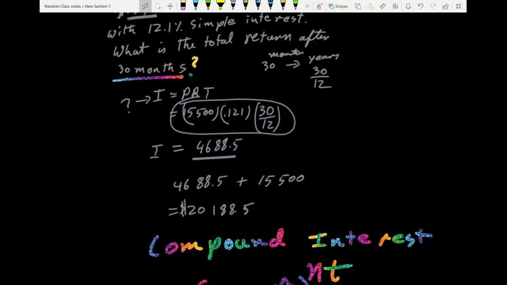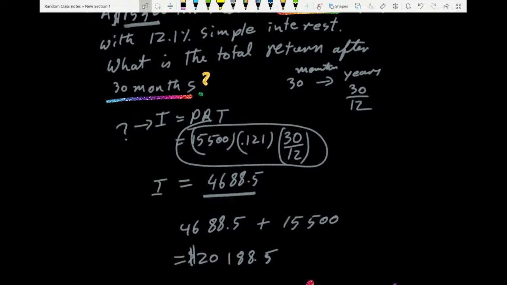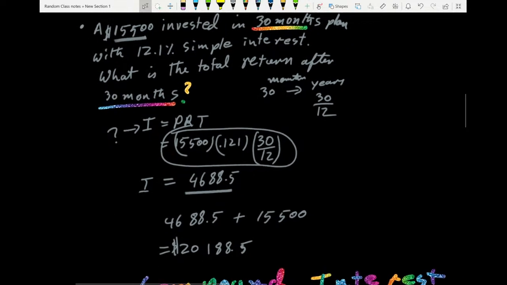Right over here. This is the problem. So the question was: $15,000 invested for 30 months with 12.1% simple interest. What's the total amount returned? And the tricky part was converting the months into years, getting the interest amount, and then adding it to the original amount. Let me see if I can find any other trick questions like that.